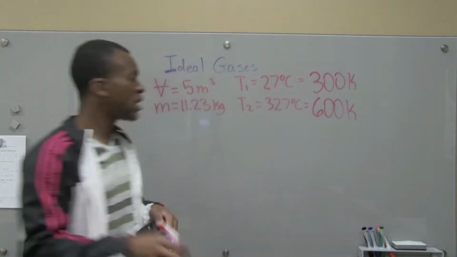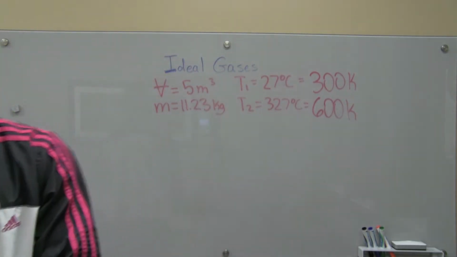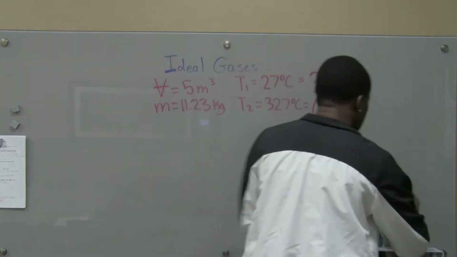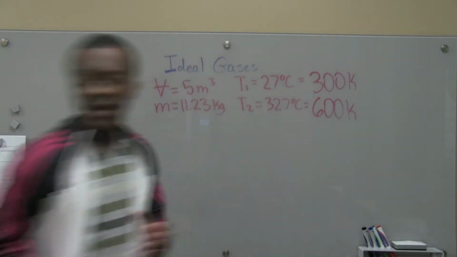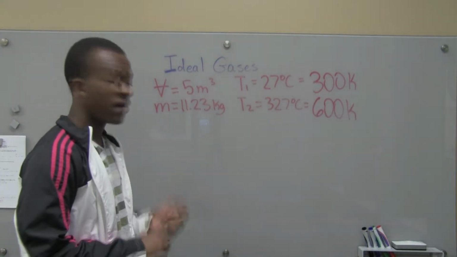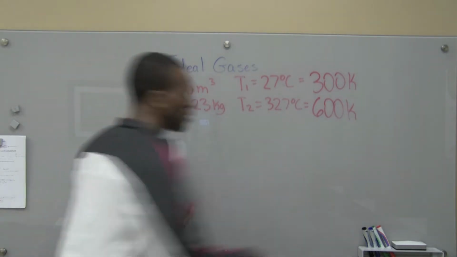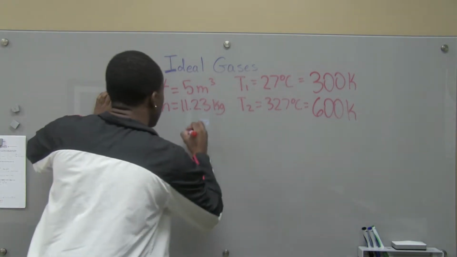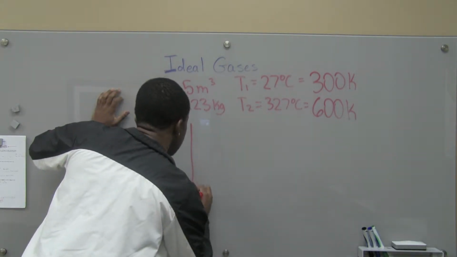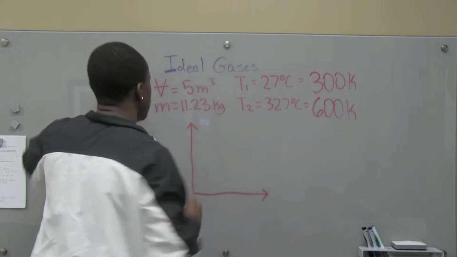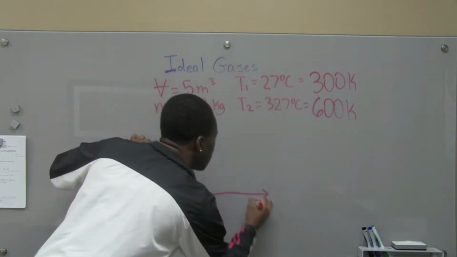Right? So now that we know these, we can sort of figure out what we're dealing with here. Now they want us to draw the PV diagram, and they want us to find our initial pressure and our final pressure, right? Now what would the PV graph or diagram look like for a process like this?